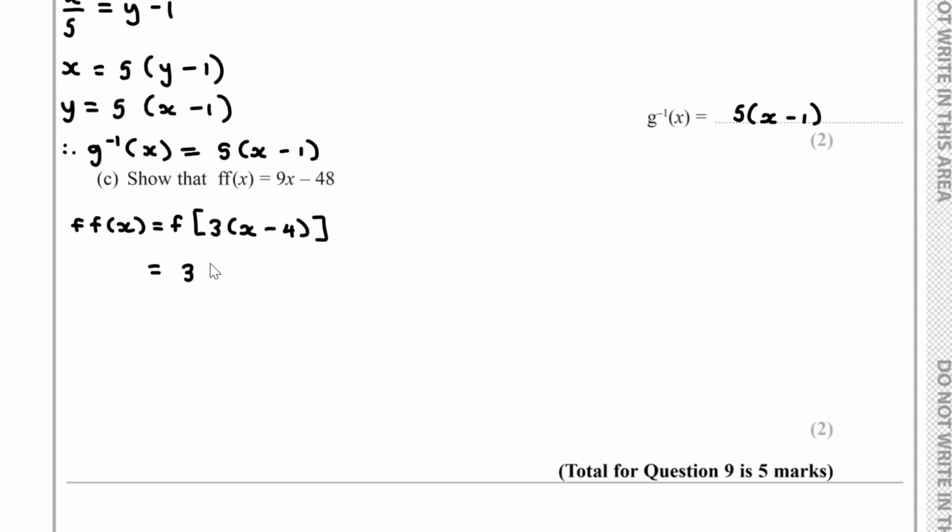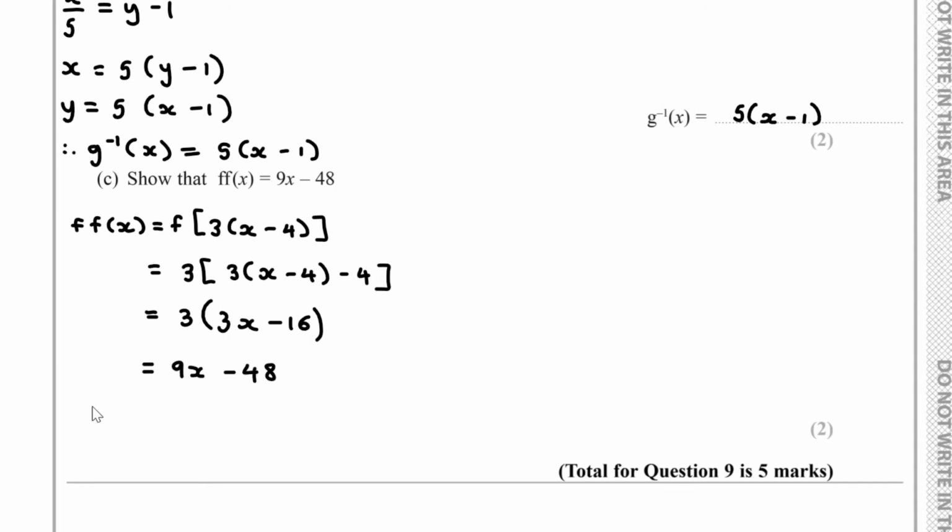So we've got 3 lots of x minus 4 minus 4. So we've got 3 lots of 3 lots of x, and then 3 times minus 4, that's minus 12, minus another 4, that's minus 16. So we've got 3 lots of 3x minus 16, which is 9x minus 48, and that's exactly what we wanted to show.